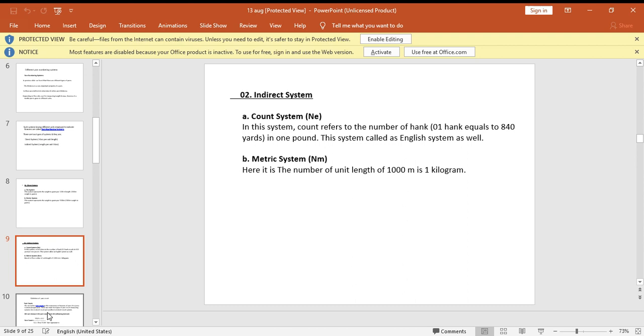Coming to the metric system, it is the number of unit lengths of 1000 meters in 1 kilogram. The metric system is abbreviated as capital N, small m. And the count system is capital N, small e, where Ne is the English system, and Nm is the metric system. So it is the number of unit lengths of 1000 meters in 1 kilogram. That is about the metric system.